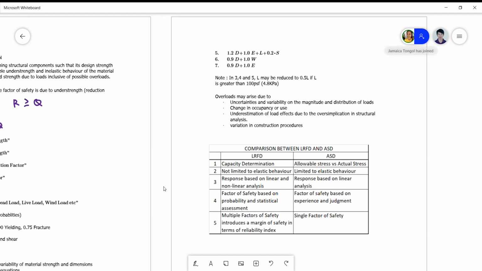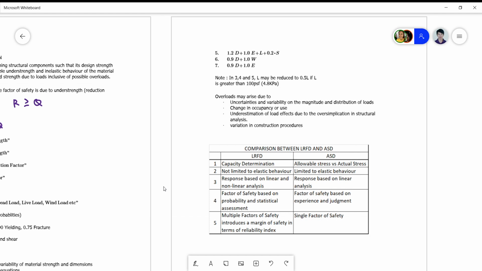For the overload factors, these are actually due to uncertainties and variability in the magnitude and distributions of loads, change in occupancy or use. That's actually the inconsistency on the use of your structure, underestimation of the load effects due to oversimplification of the structural analysis, and the variation in the construction procedure.